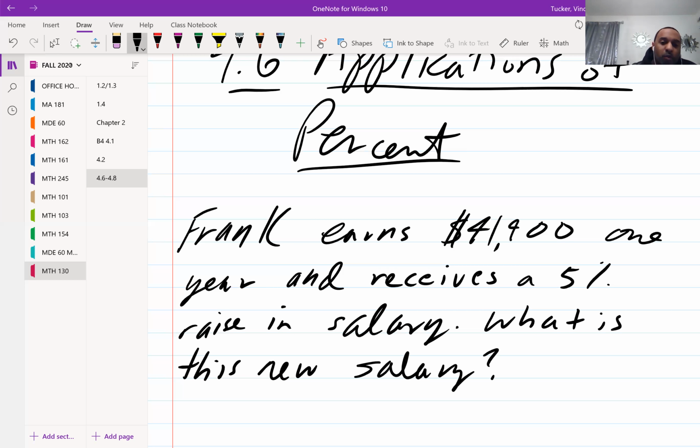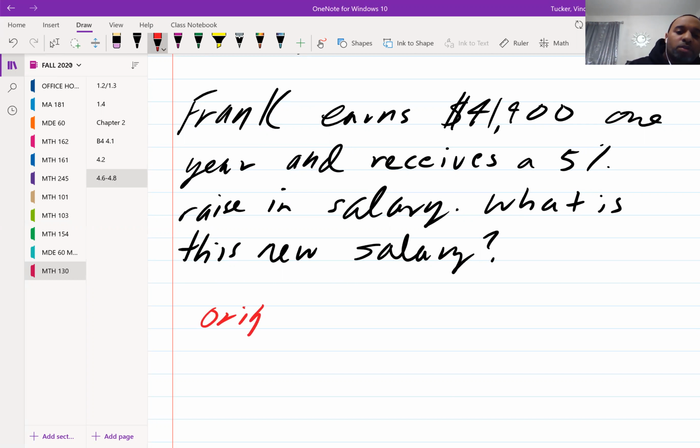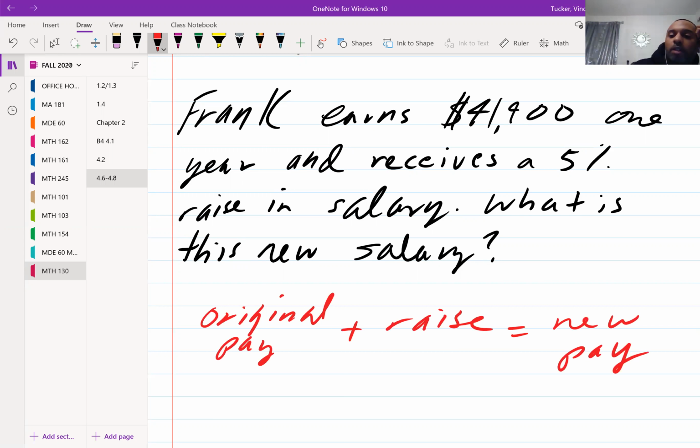All right, so we're talking about a raise. You have your original pay plus the raise, and we're going to get new pay, right? So that's the equation we're looking at. We have the original amount of money, and then we're going to have a raise, add that to it, and then we'll have a new amount that we're getting paid. So originally he earns 41,400.